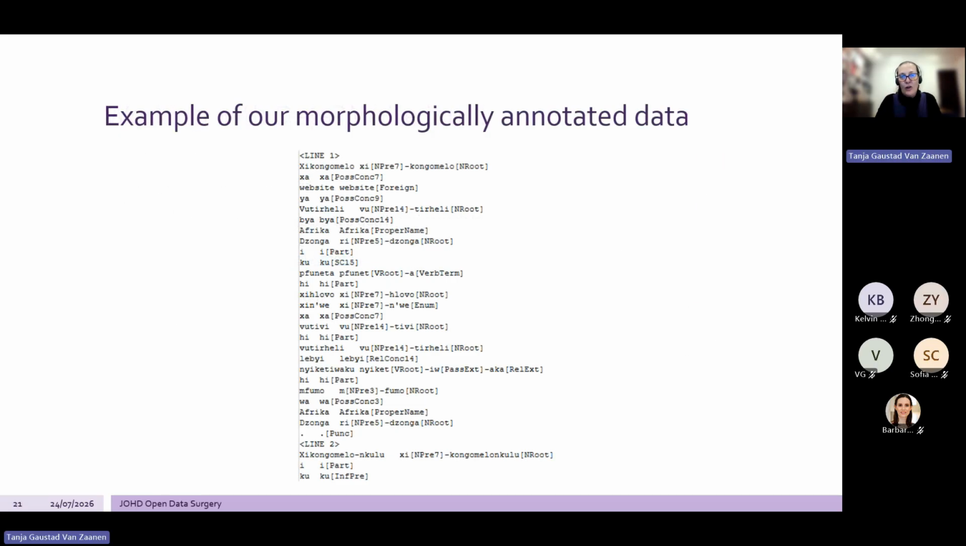And then to close off, this is an example of our morphologically annotated data, so you get something more concrete. This is what we wrote a data paper about and what we deposited in the Saddler repository as well.